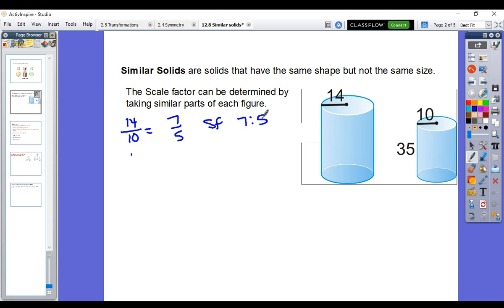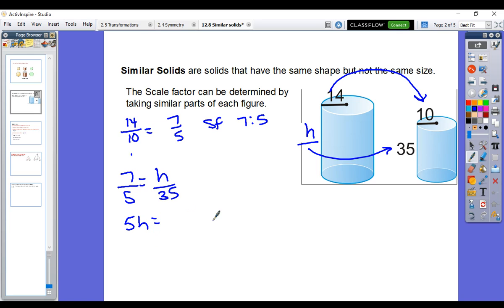All right, so if we were looking for another part, for example, the height of this one, we just take our scale factor, 7/5, and set that equal to the proportional parts. If I'm saying 7/5, I'm saying this to this, then when I set up the next ratio, I do this height to this height over here. So h/35. And then from here, it's just simple math. We just go ahead and cross multiply. So we get 5 times h equals 7 times 35, which gives us 245. Then to solve for h, we divide both sides by 5. We get 49. So the height of our bigger cylinder is 49.